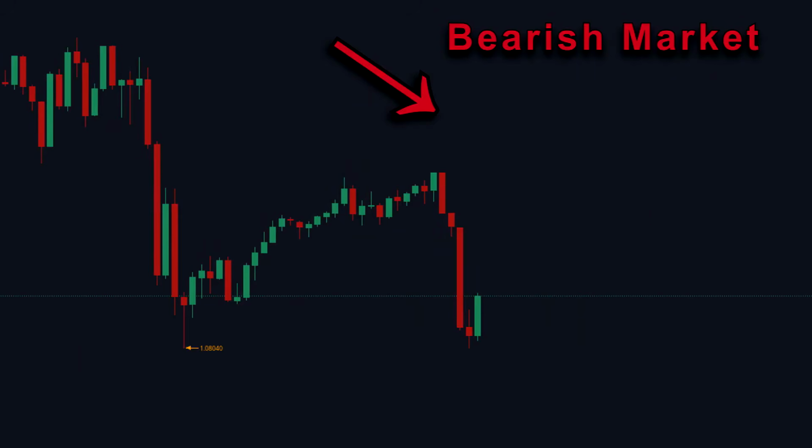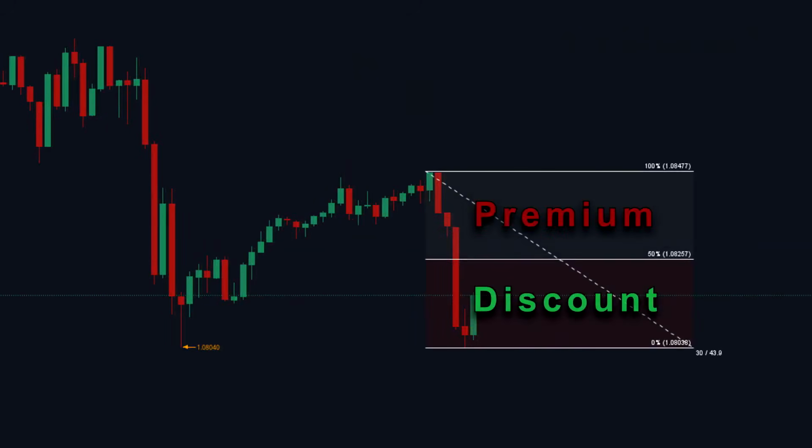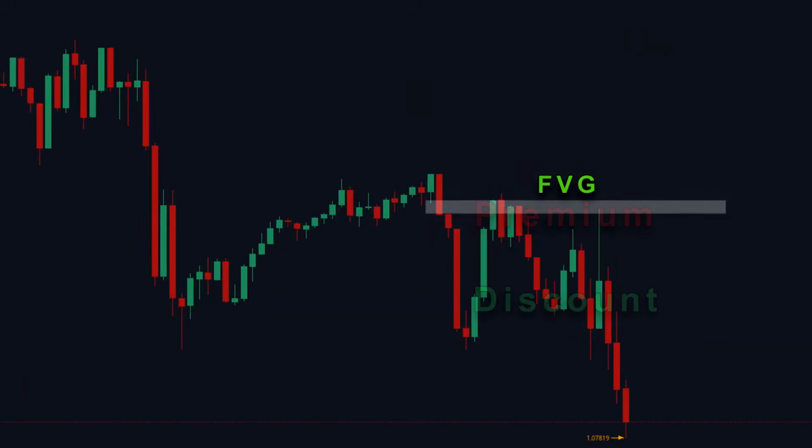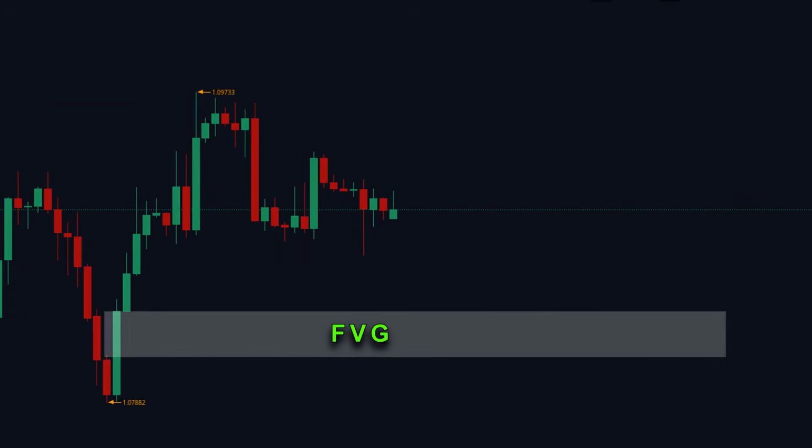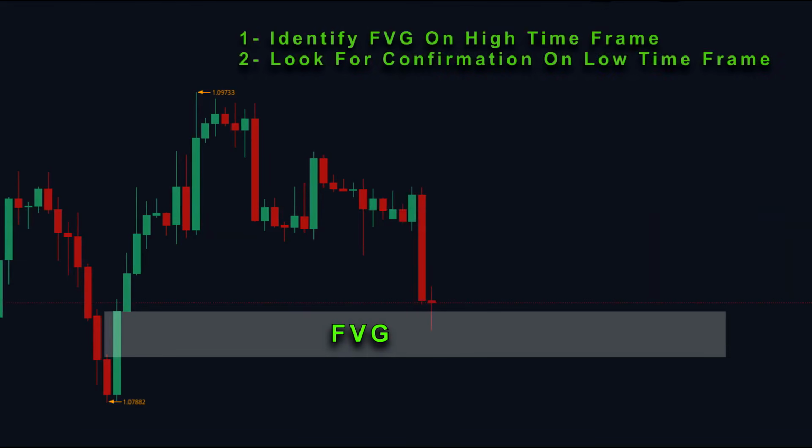Conversely, in a downtrend, we look for fair value gaps positioned in the premium zone, as they present better selling opportunities. Once we've identified our optimal trading zone, the next step is to wait for the price to enter that area. At this point, we zoom into a lower time frame to look for reversal confirmations and execute a long trade. This is the core idea behind our strategy.